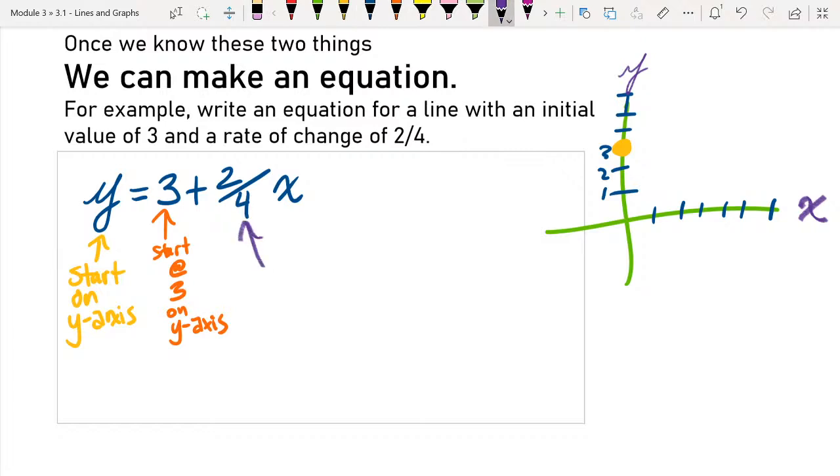This says go up by 2 and over by 4. And then the fact that we have an X here says it's being multiplied by some number, which means you can do that over and over again. Yep.